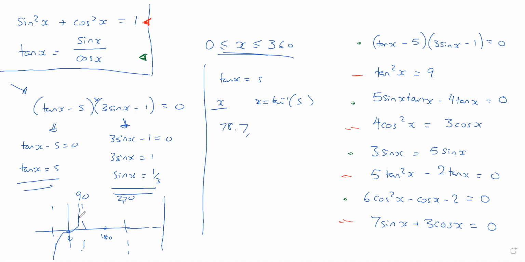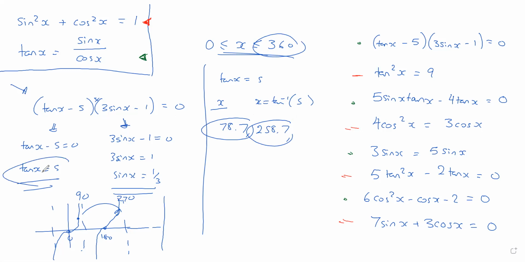The first answer I've got is 78.7. And remember, the graph just repeats itself every 180, so you just add 180 to it: 258.7. You could add 180 to that, but you're going to see that's going to fall out of range. So these are two answers which I want. Keep that in mind.